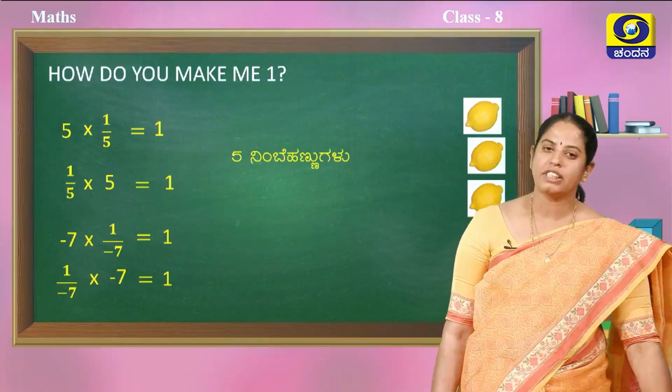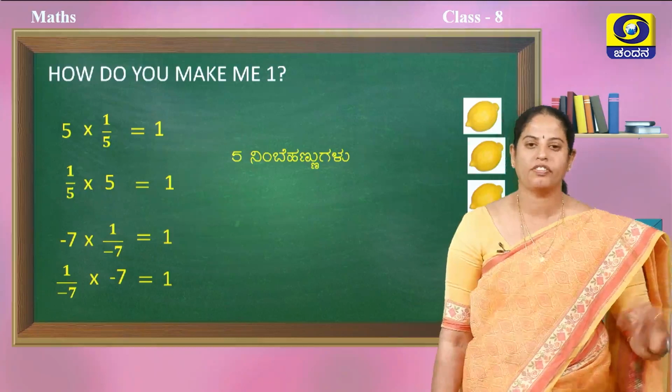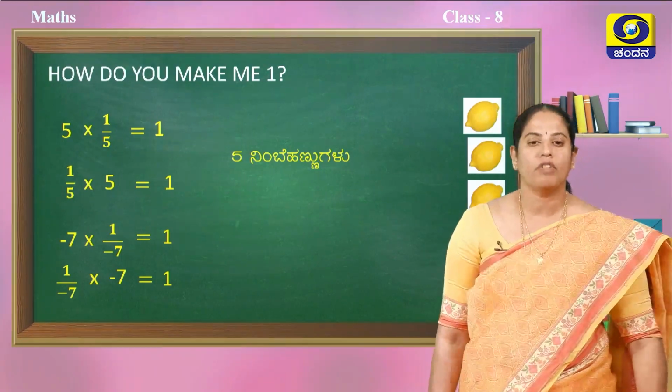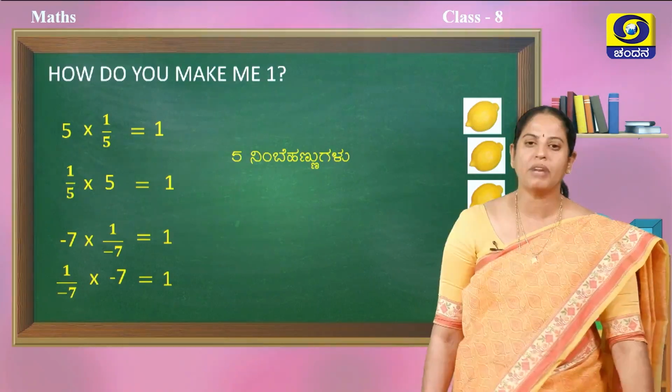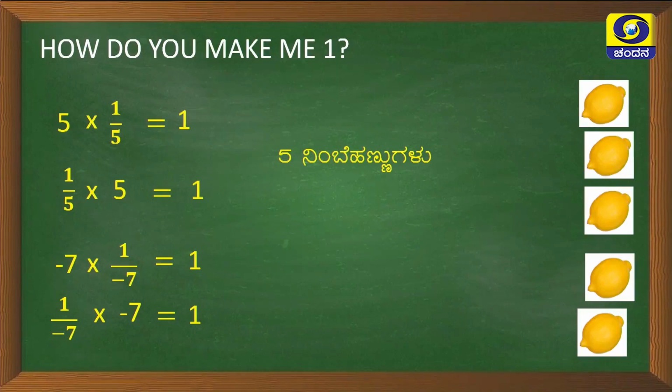Here 5 is the reciprocal of 1 by 5 and 1 by 5 is the reciprocal of 5. Minus 7 is the reciprocal of 1 by minus 7 and 1 by minus 7 is the reciprocal of minus 7. Observe carefully, children. So, how to get the reciprocal? If you interchange the numerator and denominator, you are going to get the reciprocal of the given number, children.